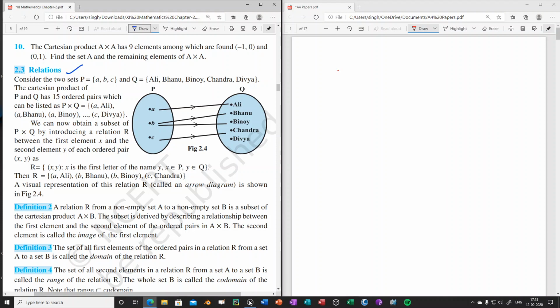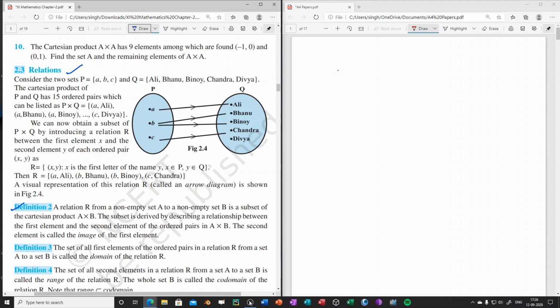Relations. A relation from a non-empty set A to a non-empty set B is a subset of the Cartesian product A cross B. The subset is derived by describing a relationship between the first element and the second element of the ordered pairs in A cross B. The second element is called the image of the first element.